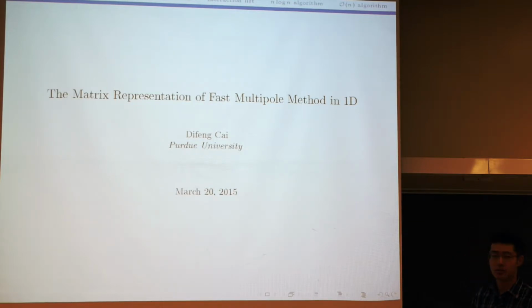Today I'm going to introduce the Fast Multipole Method using the language of matrix. We know that the Fast Multipole Method is used to accelerate the matrix vector product. So it is fitting and proper to introduce this method using matrix operations. Since the basic ideas can all be condensed in the 1D version of the Fast Multipole Method, we are going to deal with the one-dimensional FMM.